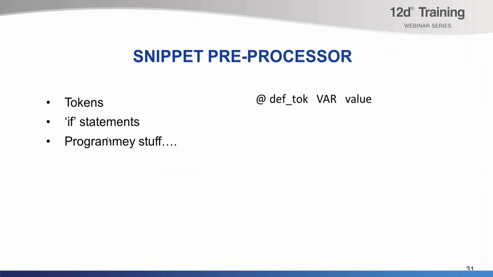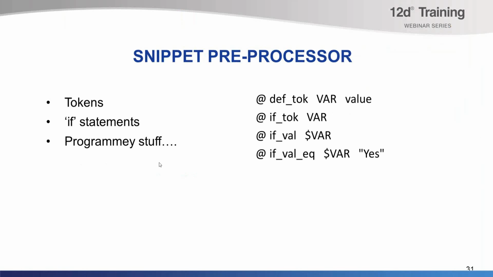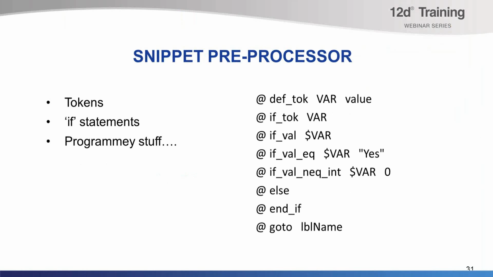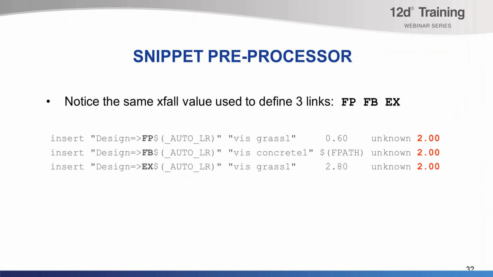Now you might be wondering, what is a preprocessor? Well, it's tokens and if statements and lots of little programmy stuff in the background. So we can define a token that has a value. We can define a token that has no value. We can check if a value exists. We can check if a value equals another value. We can check if a value does not equal a value. We can do something else. We can also end. And we've also got go to and label, so we can jump around inside the snippet.